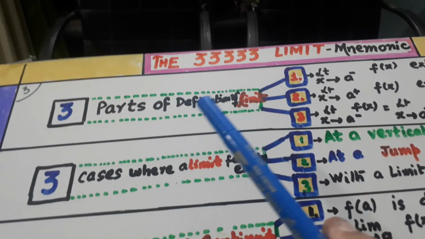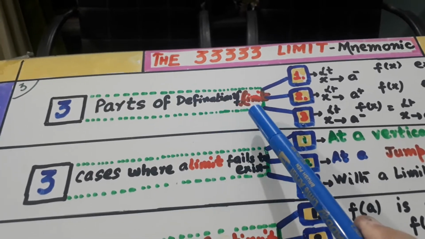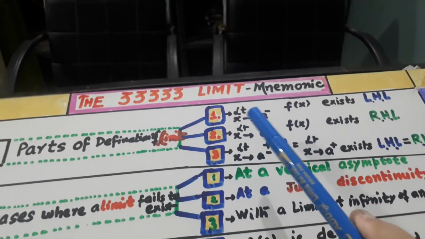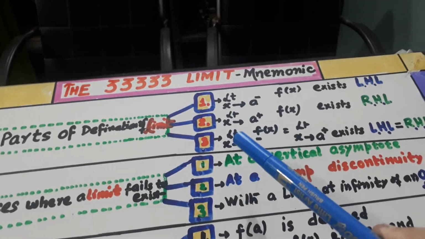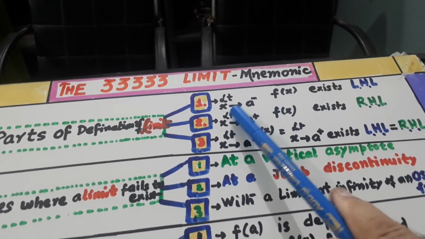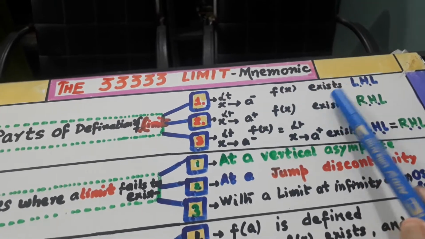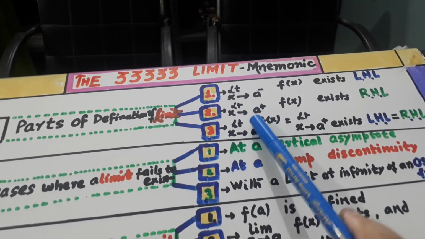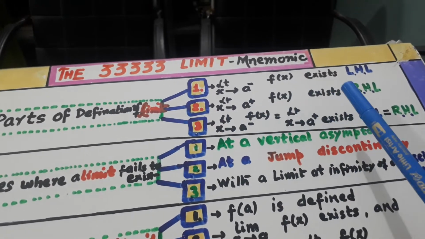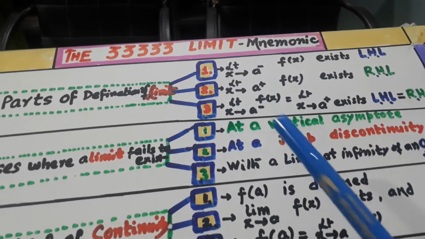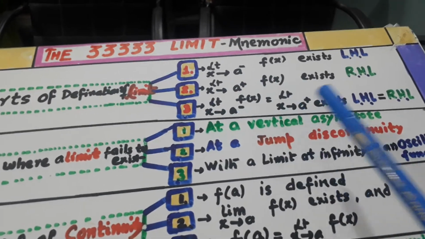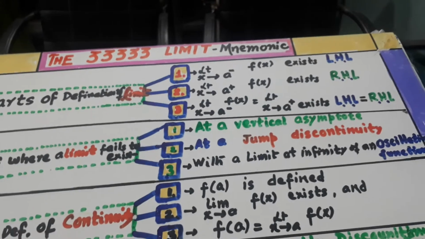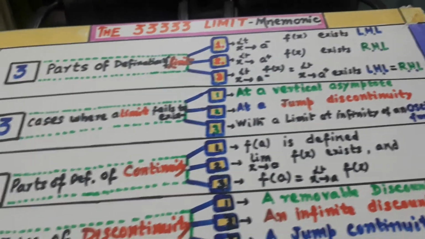3 parts of the definition of limit. We have to define the limit. There should be a left hand limit. When x goes to a minus, it becomes the left hand limit. There should be a right hand limit. When x goes to a plus, it is the right hand limit. Then the left hand limit must be equal to the right hand limit. We say the limit exists when the left hand limit is equal to the right hand limit.